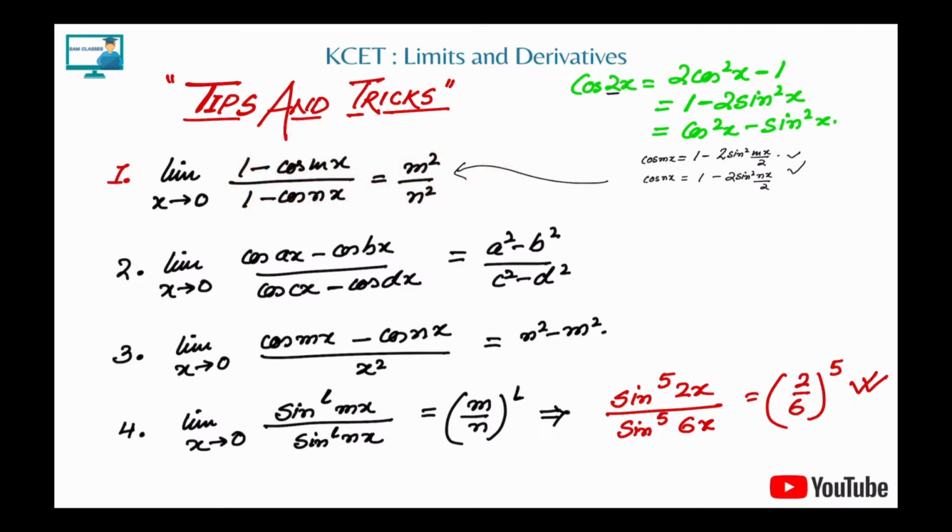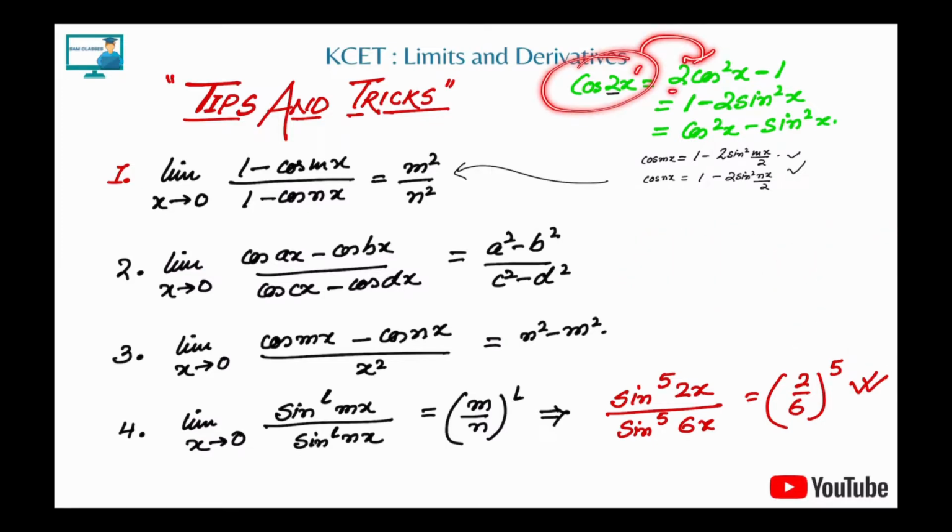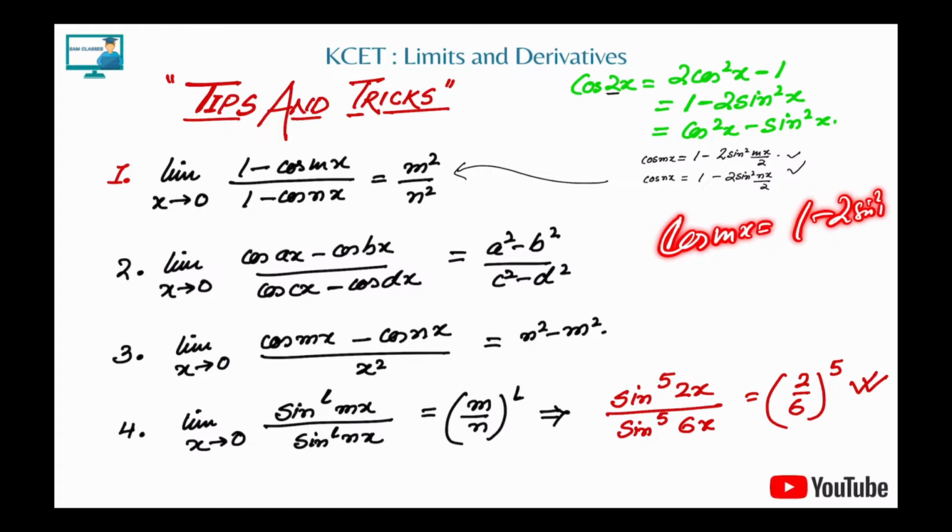You can take an example: 1 minus cos 2x by 1 minus cos 3x. Directly you can write 4 by 9. That's it, answer. How do we get it? Cos 2x we can expand as 2 cos square x minus 1, a very important formula, or 1 minus 2 sin square x, or cos square x minus sin square x. So cos mx can be written as 1 minus 2 sin square mx by 2. From here only, and then we use the formula of sin x by x tends to 1, so we get the answer. I'm not showing the proof right now, don't worry. Later I'll show you.